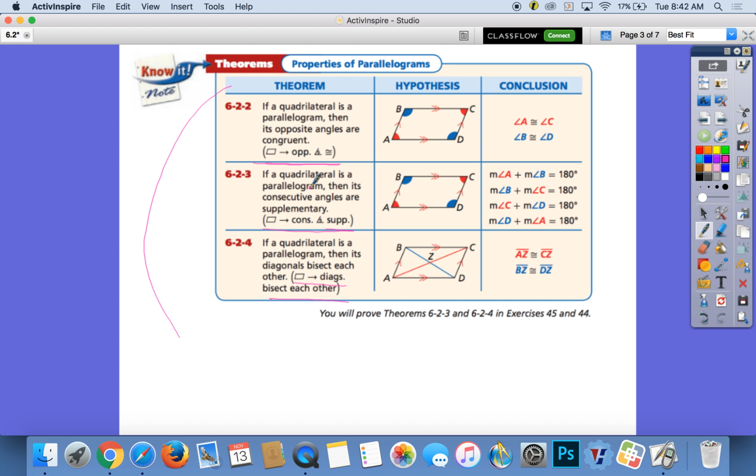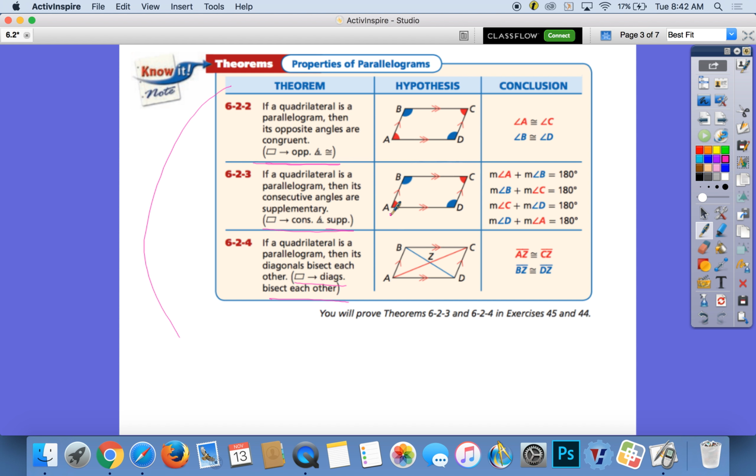If a quadrilateral is a parallelogram, then consecutive angles are going to be supplementary. So these two guys add up to 180 degrees. They're consecutive, they're next to each other. These guys add up to 180 degrees, these guys add up to 180 degrees, and these guys add up to 180 degrees. And of course, the opposite guys are going to be congruent, which we just talked about.